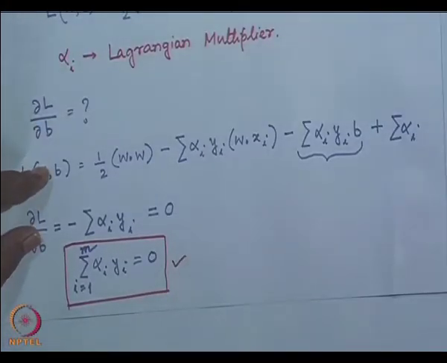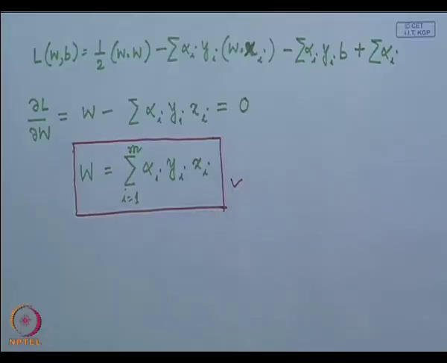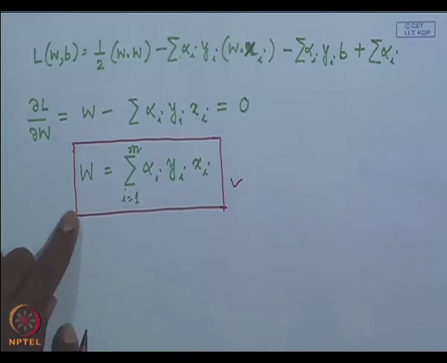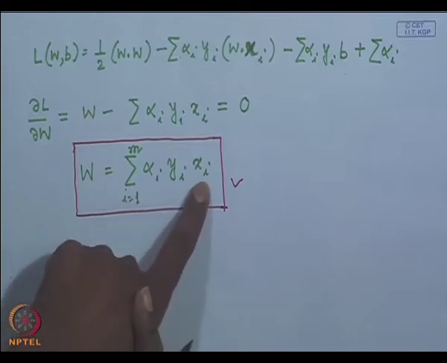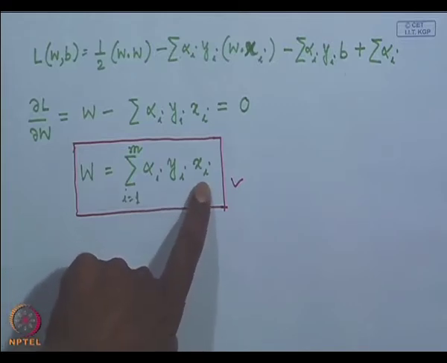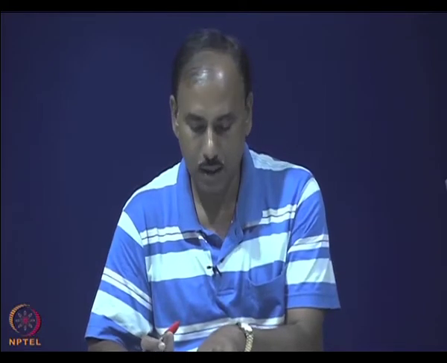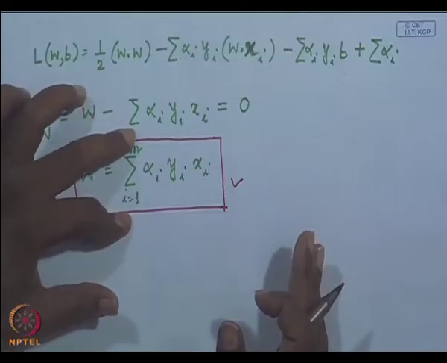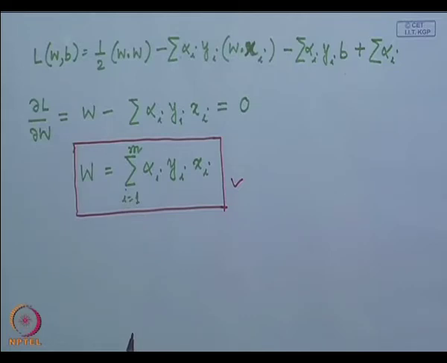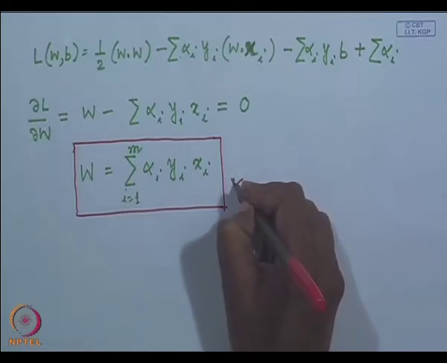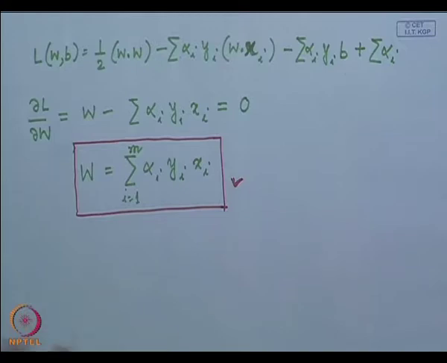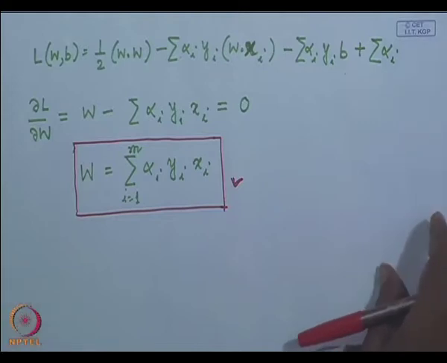Okay. So, through this optimization of the Lagrangian, I have got two equations. One is this: sum of alpha_i into y_i for i equal to 1 to m is equal to 0, and I have this expression for my weight vector w, where w is equal to sum of alpha_i y_i x_i, where x_i is the ith training feature vector for i varying from 1 to m. So, these are the two expressions.